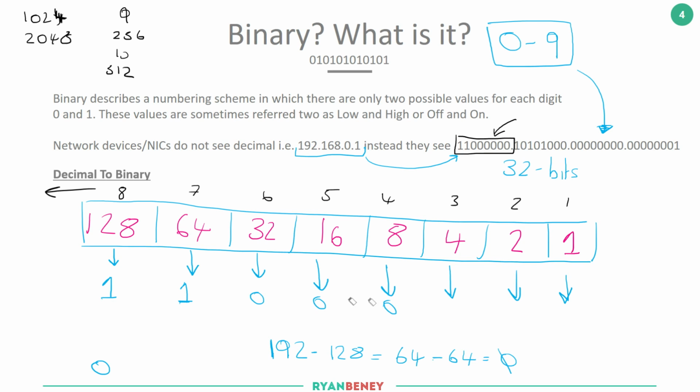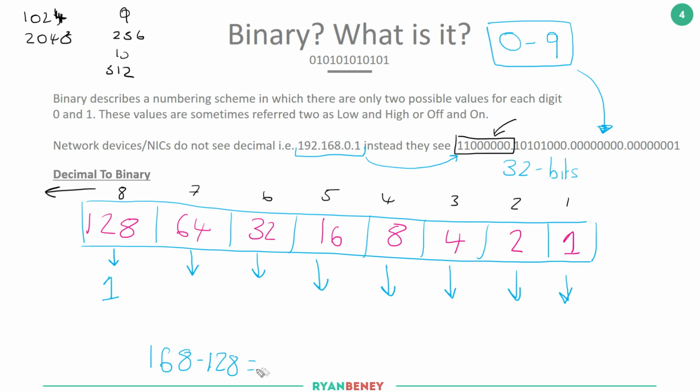So pretty straightforward. Now for the next number, which is 168, we're going to do the same again. The first question we need to ask ourselves is, can 128 fit into 168? The answer is yes, it can. If we then get 168 and we take away 128, we're left with 40. Does 64 fit in 40? The answer is no. Does 32 fit into 40? The answer is yes. And if we were to take away 32, we'll be left with 8. Can 16 go into 8? The answer is no. Can 8 go into 8? The answer is yes. And then we're left with all zeros at the end. So the outcome will be 1, 0, 1, 0, 1, 0, 0, 0.